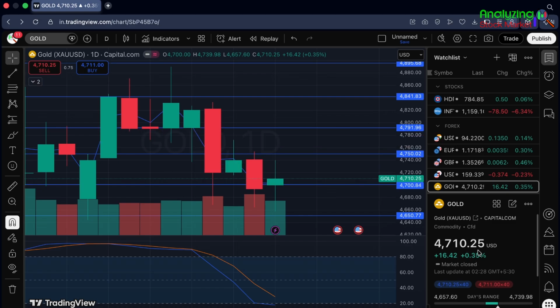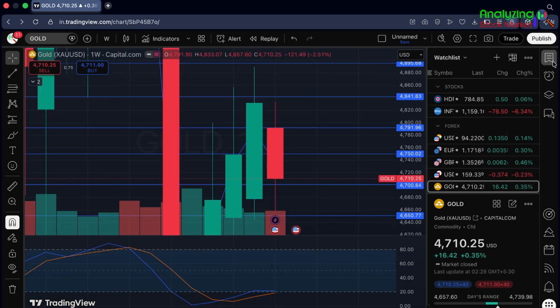Now I'll be talking about what is going to happen in the coming week. I'll also be marking some important support and resistance zones, which will help you take better stop loss and target levels for this week. So let's check our weekly momentum. Let's open a weekly chart over here. So yes, this is the weekly chart currently.